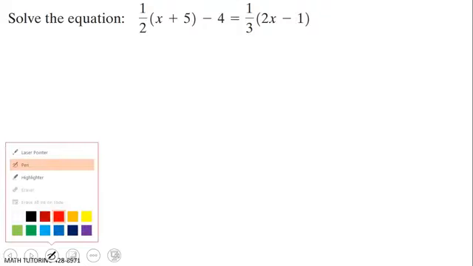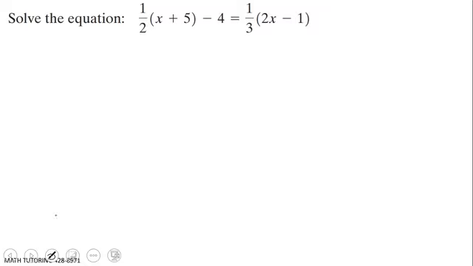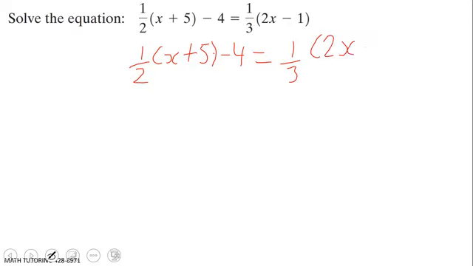So we have this equation. So we have a half (x plus 5) minus 4 equals a third (2x minus 1).